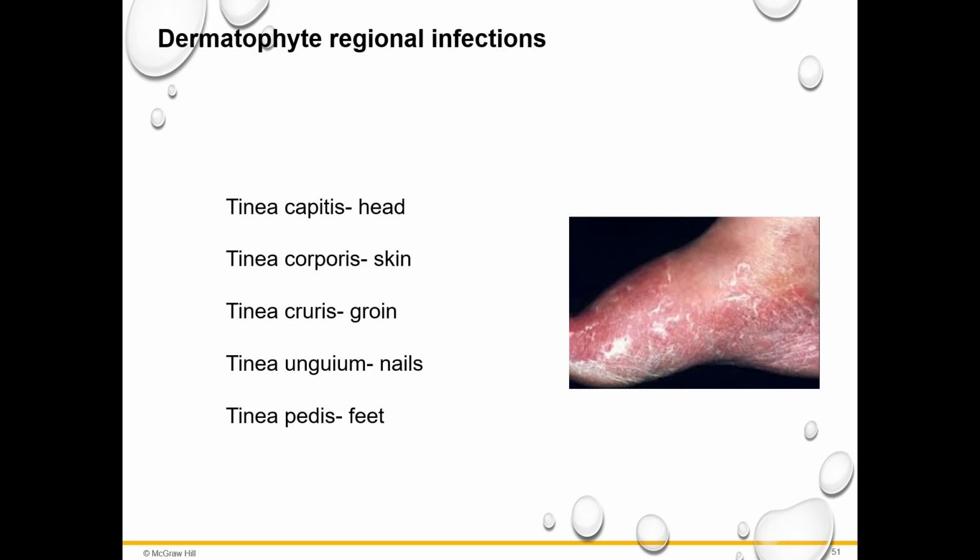Dermatophyte regional infections: Tinea capitis, this is the scientific name for fungal infection of the head, like dandruff. Tinea corporis is on the skin. Tinea cruris is in the groin, also known as jock itch. Tinea unguium is in the nails. And Tinea pedis is on the foot, so that's athlete's foot.